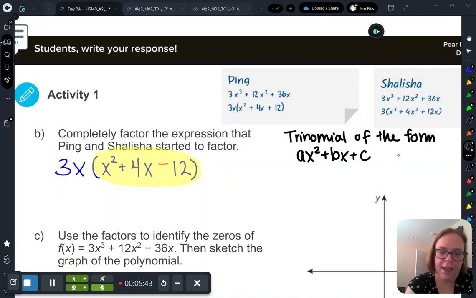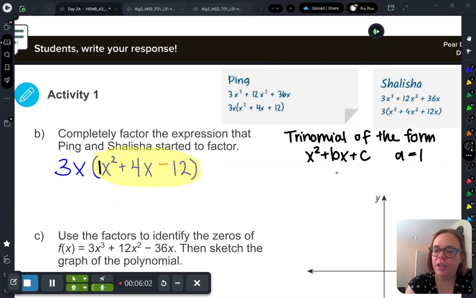And a is equal to 1, which is why you don't see a number in front of the x squared. So if a is equal to 1, it's like the a is just not there. When we multiply by 1, it disappears, right? So now let's figure out what we have left to factor.